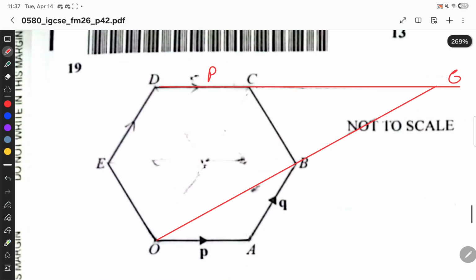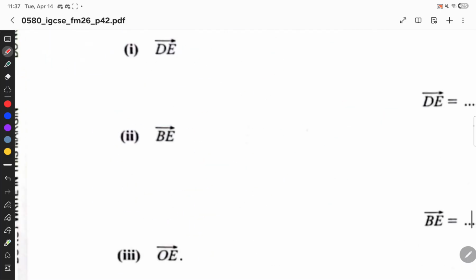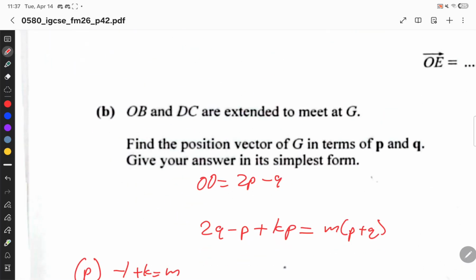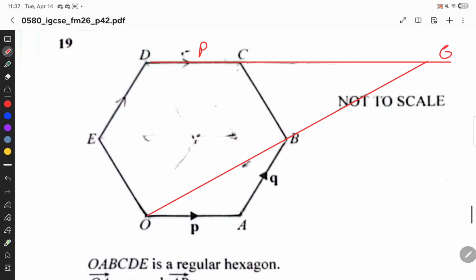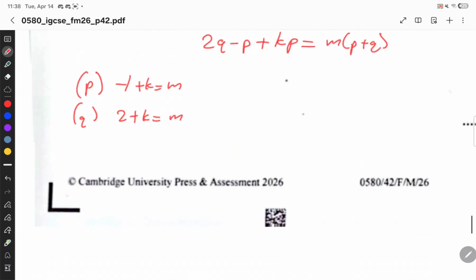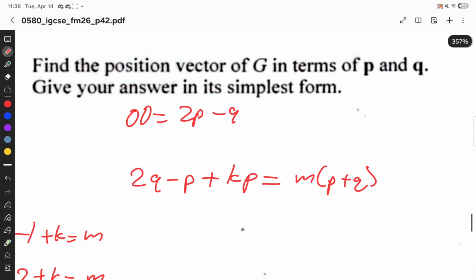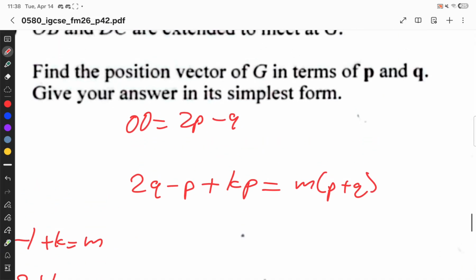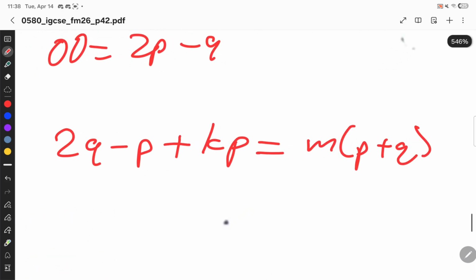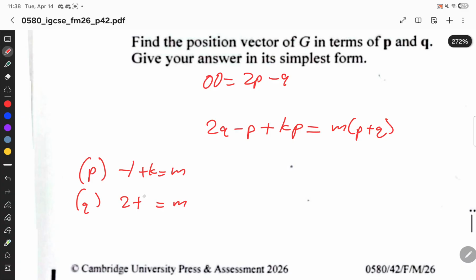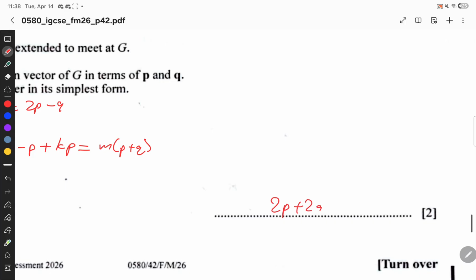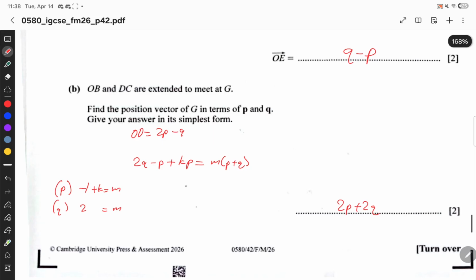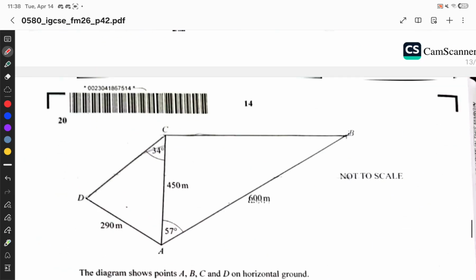2p minus 2q minus p. This is OD. And in DC, we extend DC. DC is P. And OB, we need to extend OB. OB is P plus Q. Why is this not working? So we get this thing. 2 is equal to M. Wow. 2 is equal to M and done.